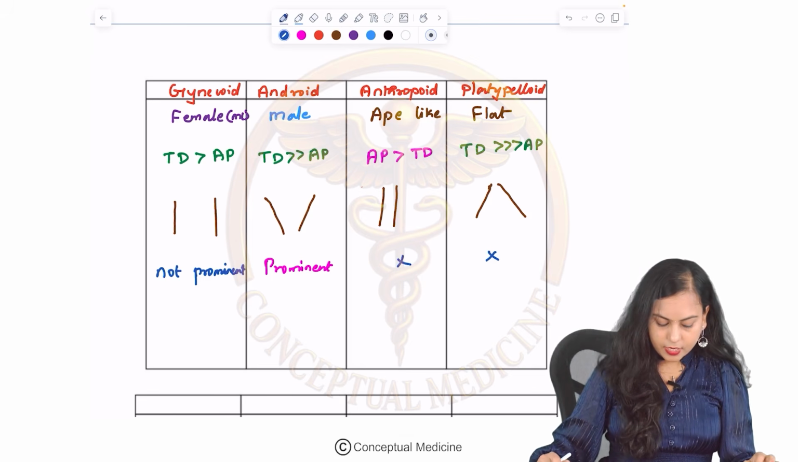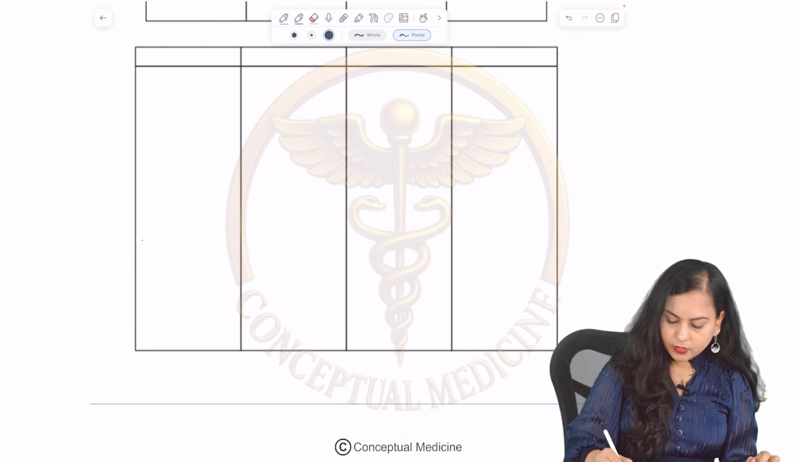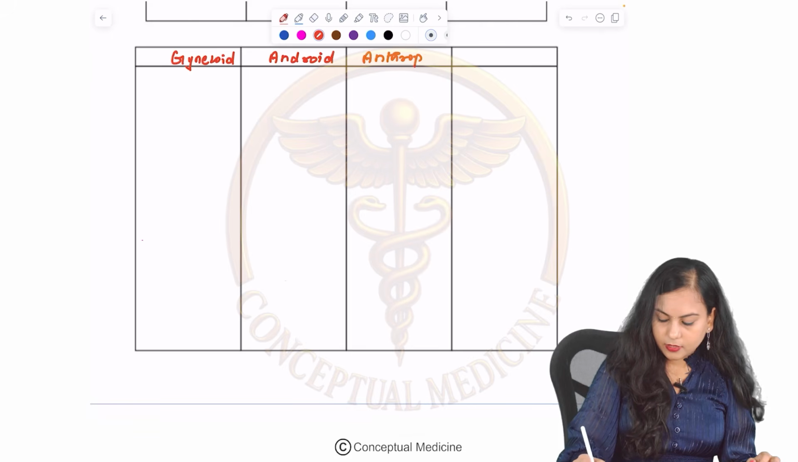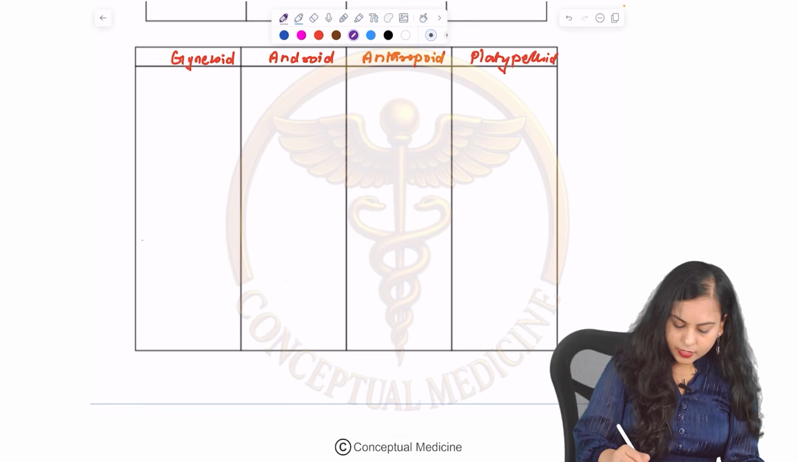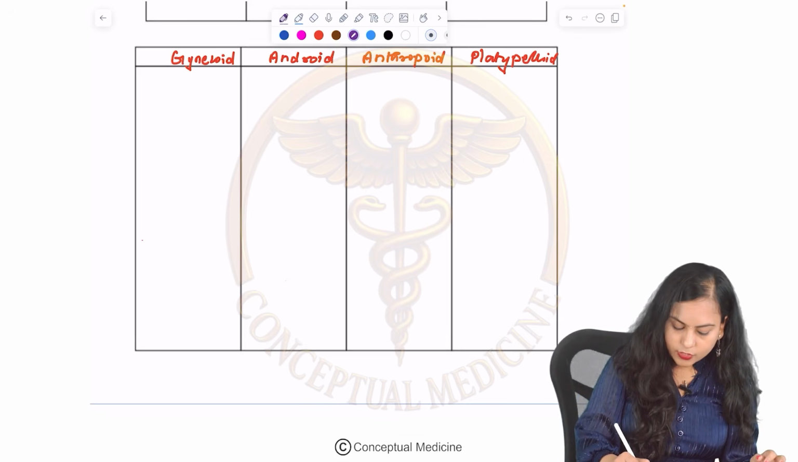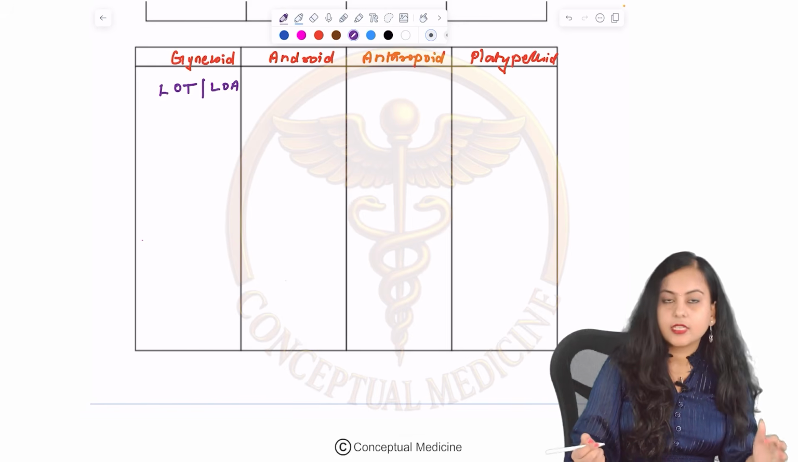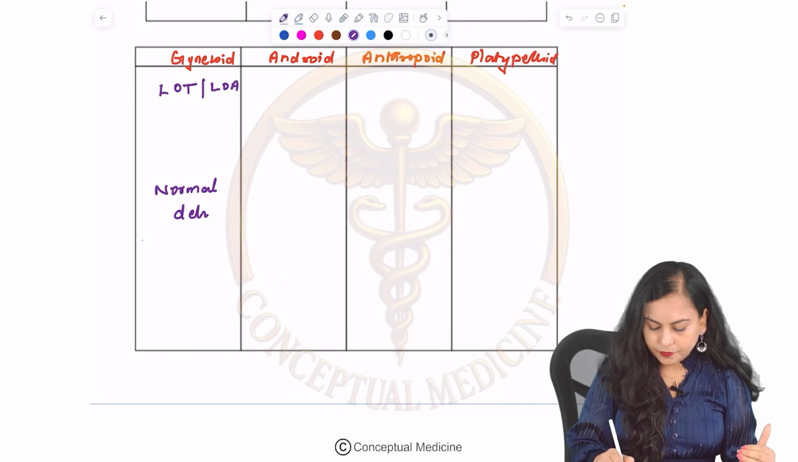Clear? Now, coming to the obstetric significance in the four types of pelvis. It is your gynecoid, android, anthropoid and platypelloid. So, when we talk about the obstetric significance, in gynecoid pelvis, it is a normal female pelvis, so there is no difficulty in labor. The most common position we have is left occipito-transverse or left occipito-anterior, and yes, normal delivery is possible with gynecoid pelvis, right?